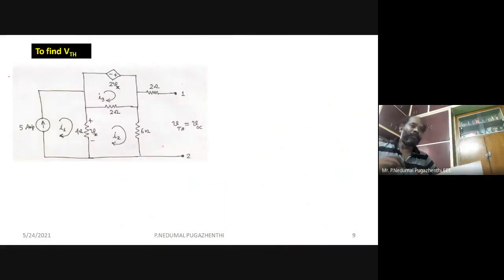We will go for VThevenin. So this is your actual network with the dependent and independent source. Now I am supposed to find what is VThevenin. VThevenin is nothing but the voltage across this open circuit, terminals 1 and 2. So I assume the meshes I1, I2 and I3.